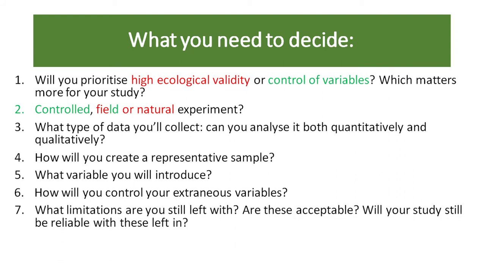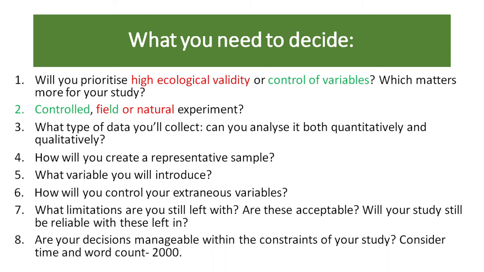So once you've ticked off the extraneous variables you can control, what are you still left with? What limitations do you still have? And are these acceptable? Are you still going to have a reliable study at the end of it? And don't throw any of this away, because this is all going to go into your analysis, into your methodology and your evaluations about how reliable your study is. So please keep everything safe.